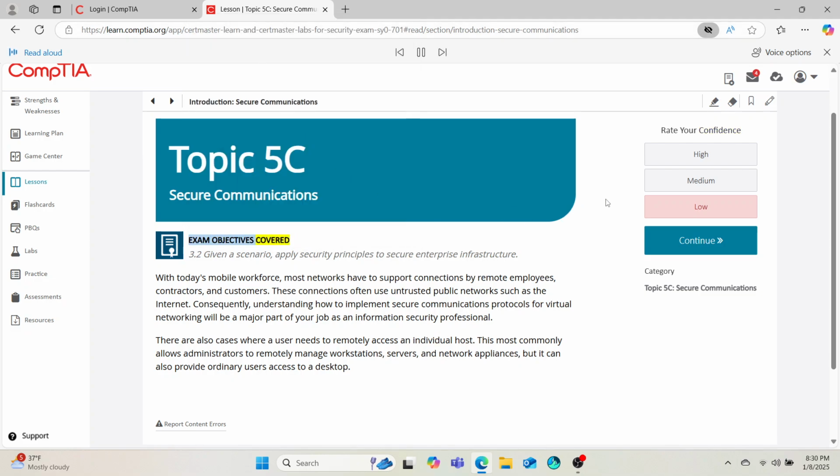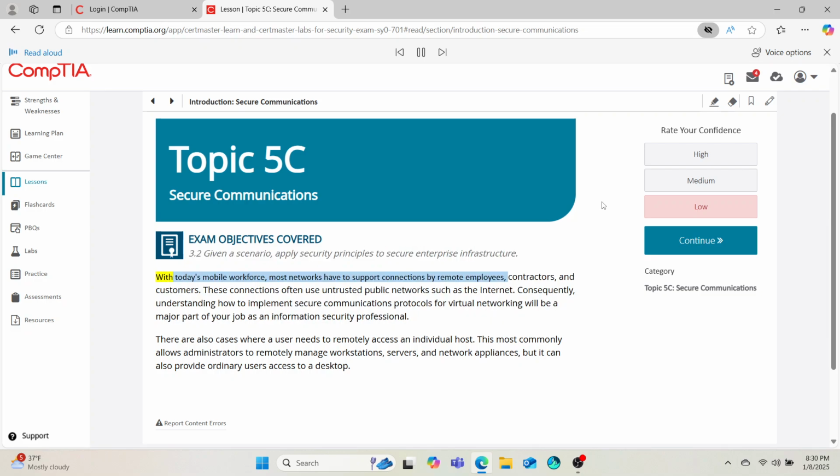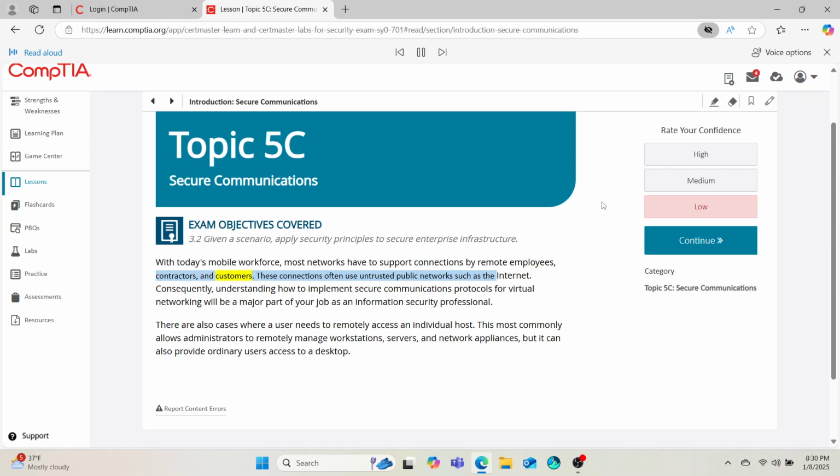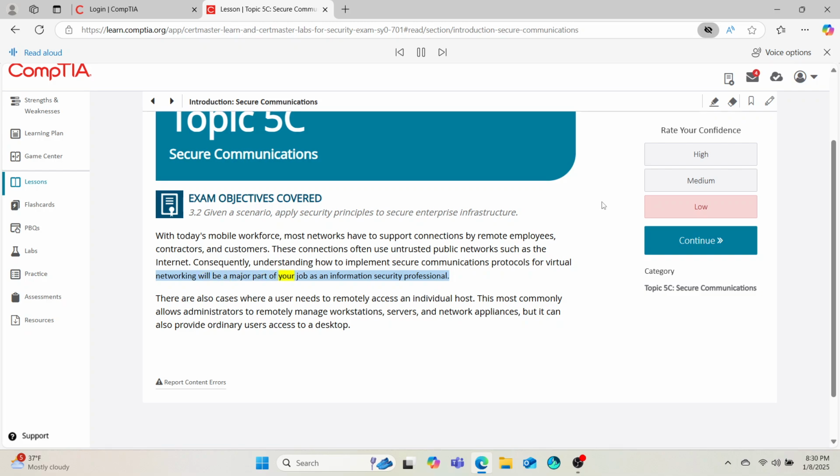Exam objectives covered: 3.2 Given a scenario, apply security principles to secure enterprise infrastructure. With today's mobile workforce, most networks have to support connections by remote employees, contractors, and customers. These connections often use untrusted public networks, such as the Internet. Consequently, understanding how to implement secure communications protocols for virtual networking will be a major part of your job as an information security professional. There are also cases where a user needs to remotely access an individual host.